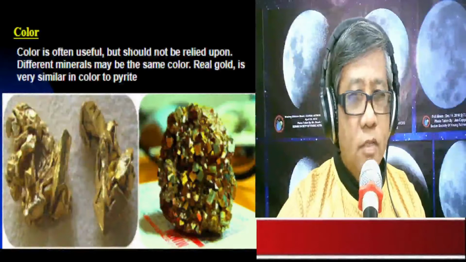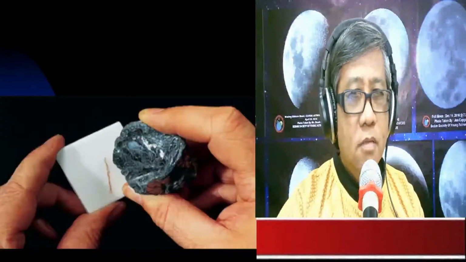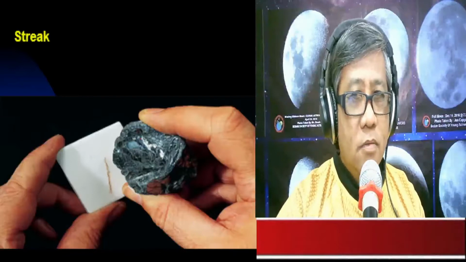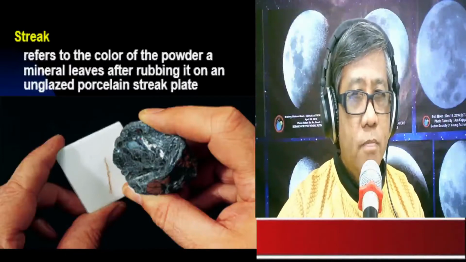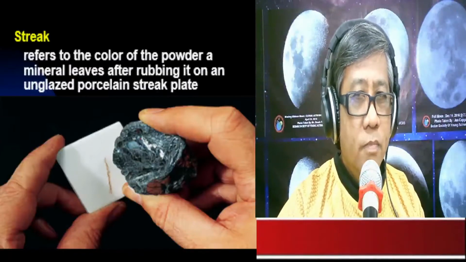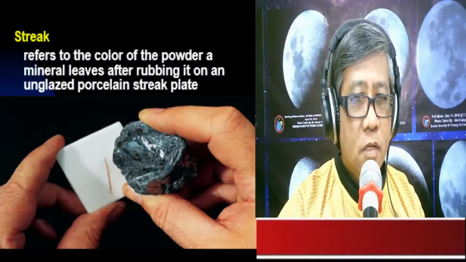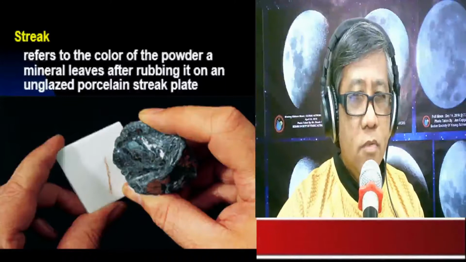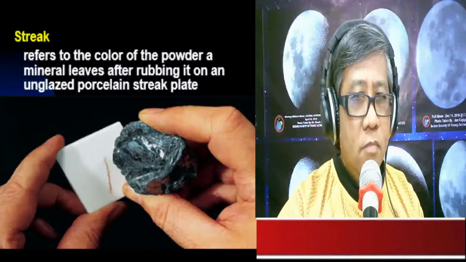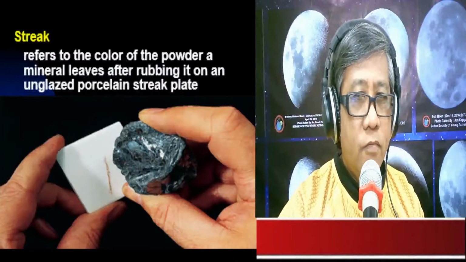Now, another physical property exhibited by minerals is streak. Now, streak refers to the color of the powder a mineral leaves after rubbing it on an unglazed porcelain streak plate. So, here in the picture, there is a streak plate, which looks like a white tile. Then, when the mineral is scratched on the streak plate, it leaves a mark and that has a color. So, the color of that mark that the mineral leaves after rubbing it on that streak plate is streak.